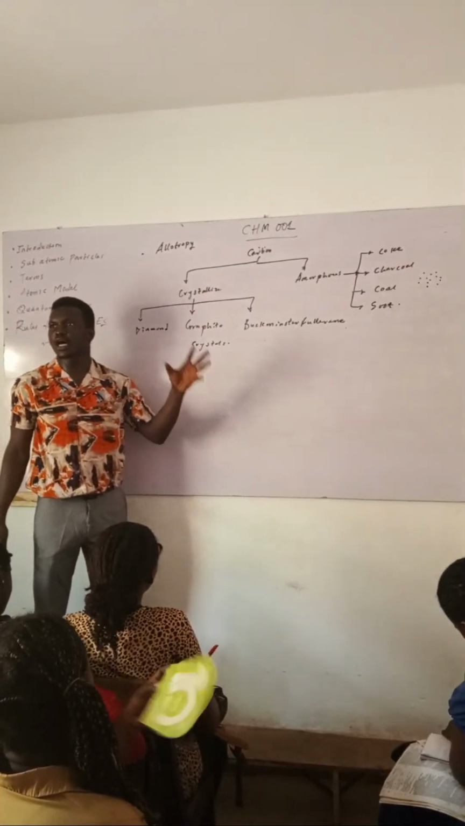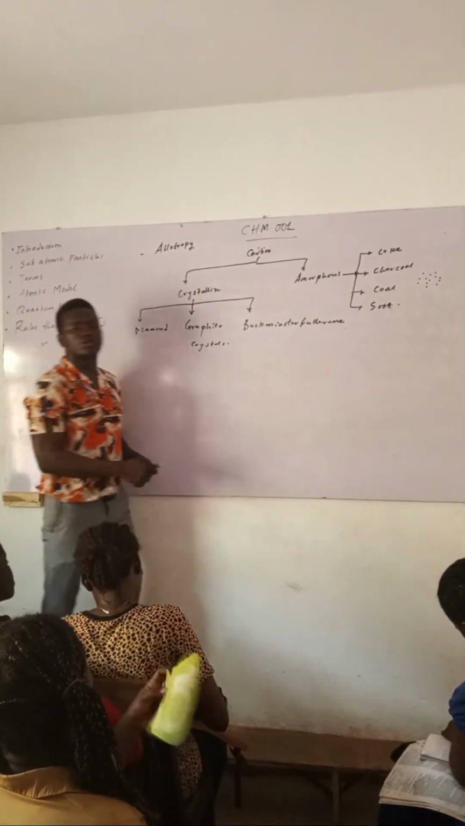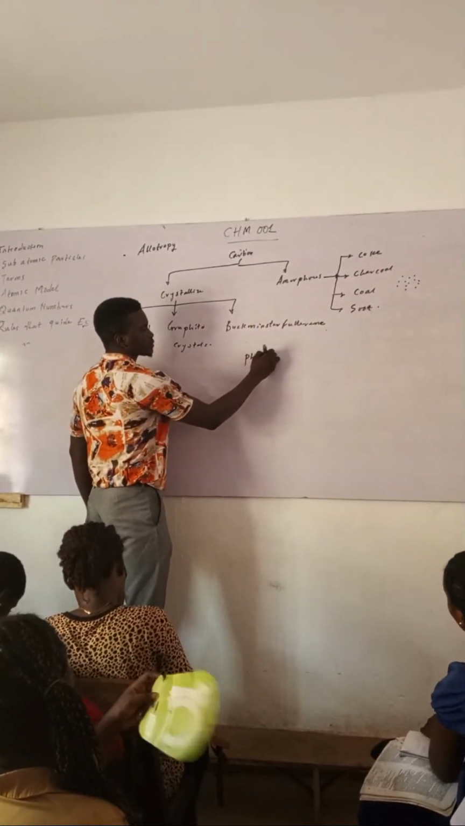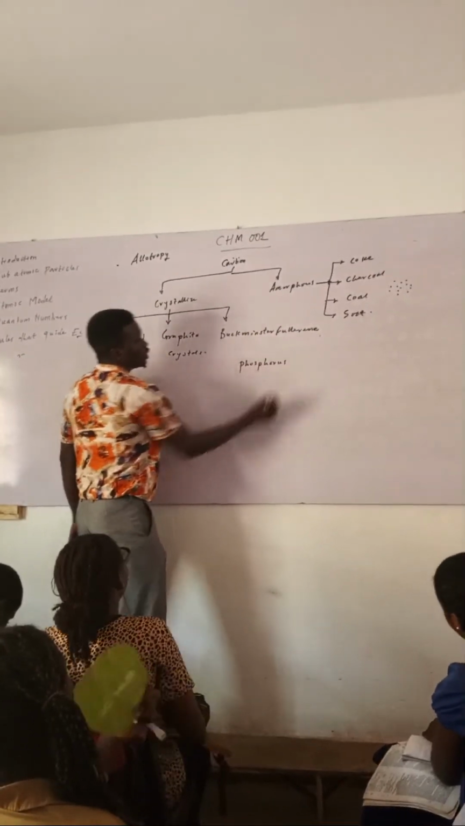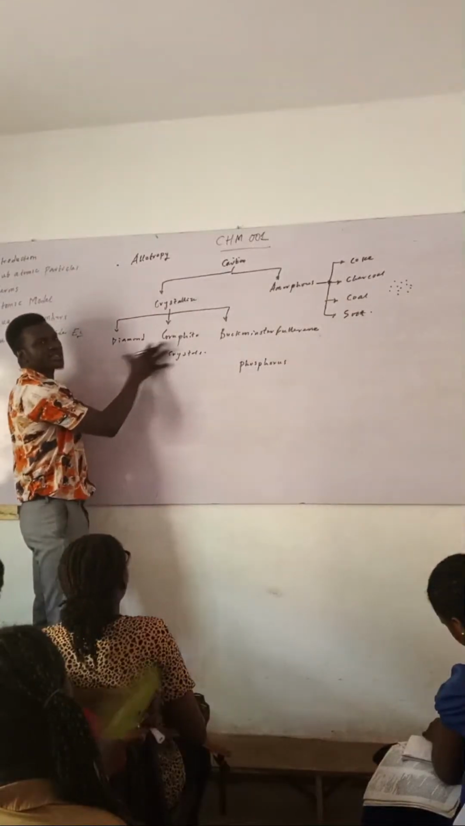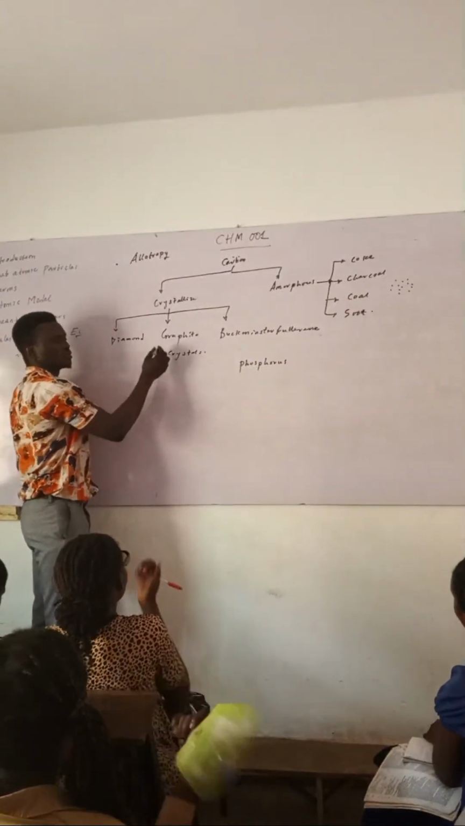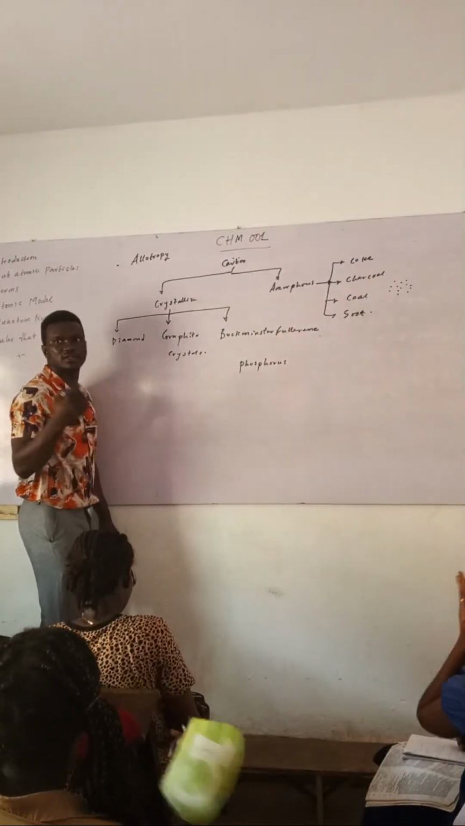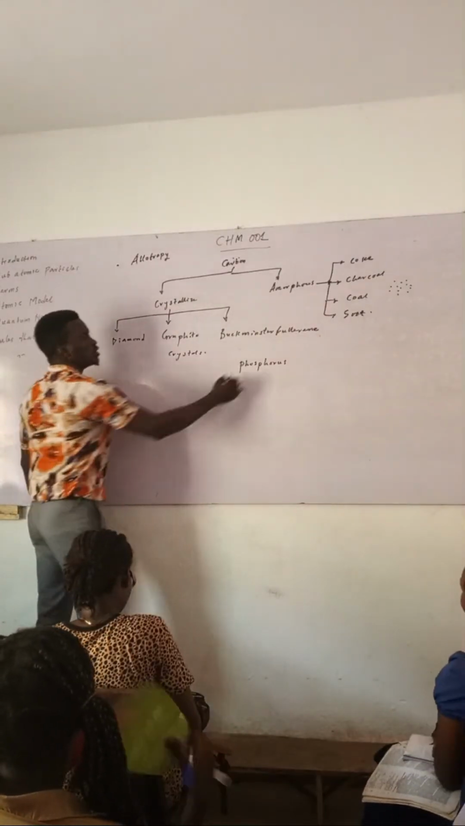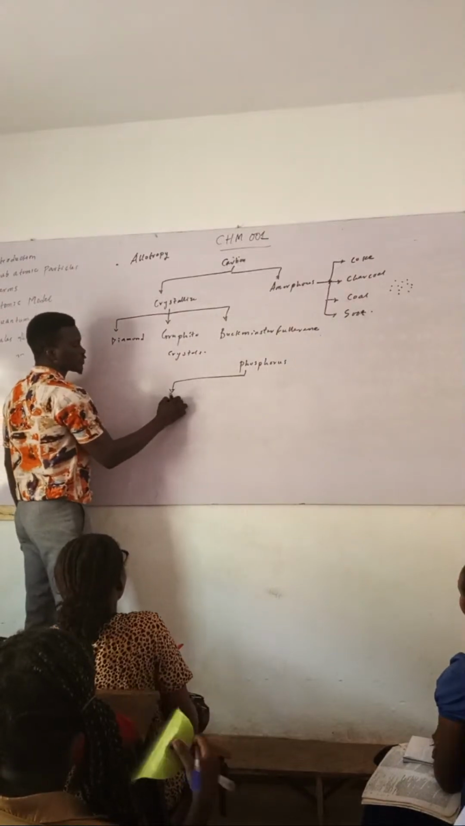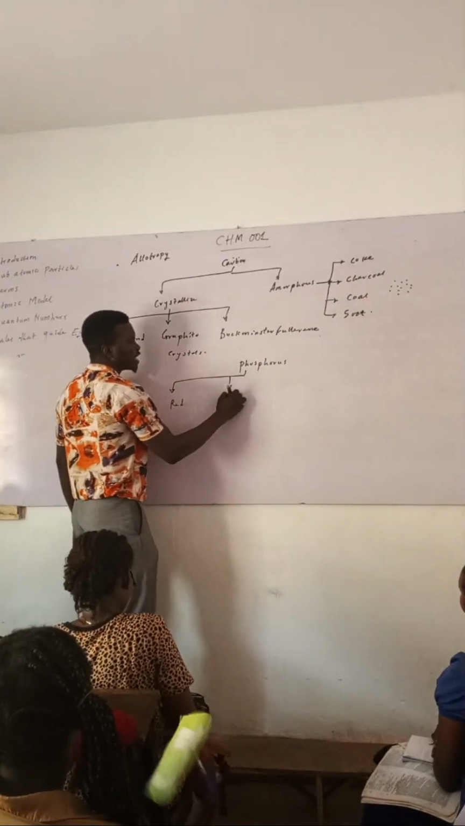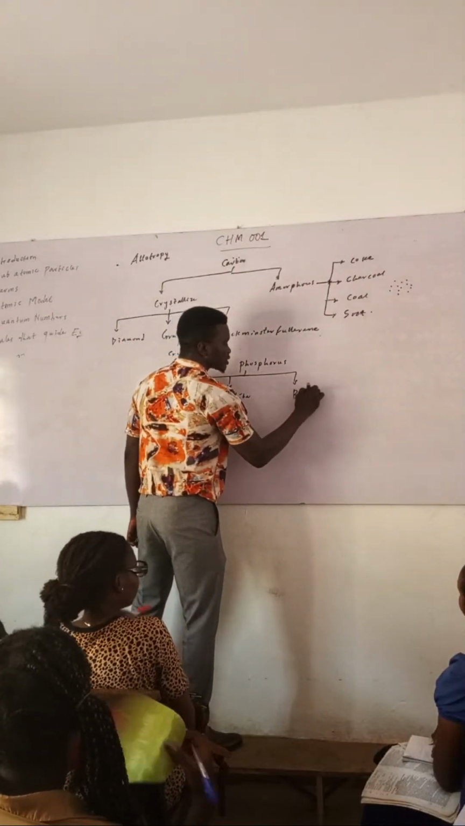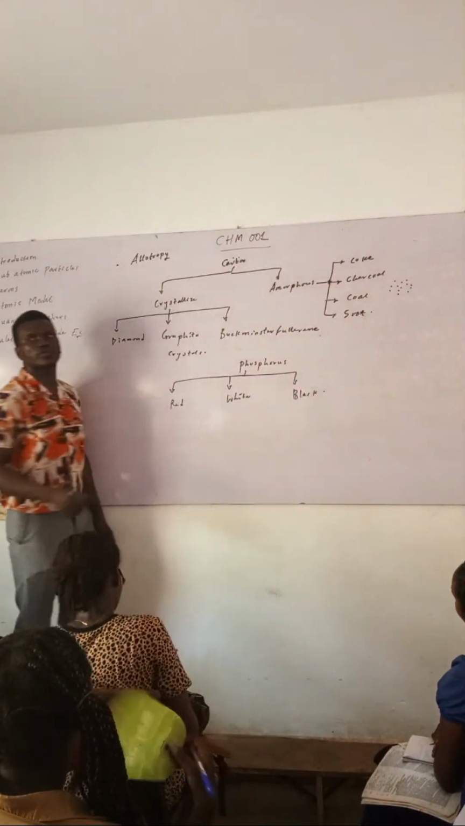Then we also have allotropes of phosphorus. Which one will conduct electricity here? Graphite. And why graphite? Because of the free electrons. So we have red phosphorus, white phosphorus, and black phosphorus. Those are the allotropes of phosphorus.